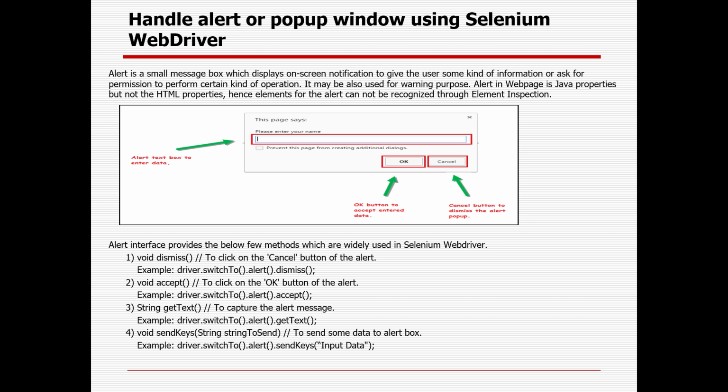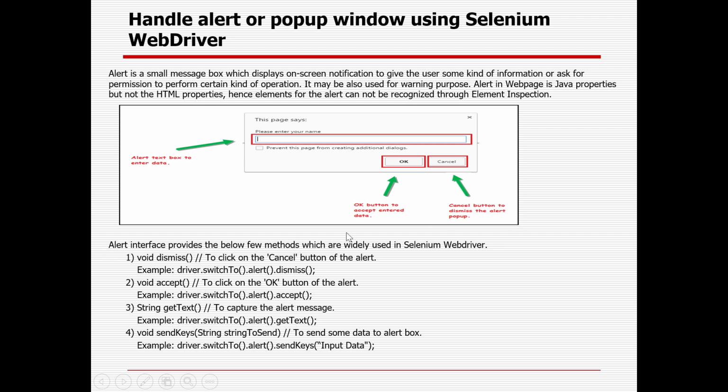An alert is a small message box which displays an on-screen notification to give the user some kind of information or ask for some permission to perform a certain kind of operation. It may also be used for warning purposes. An alert in a web page is a Java property but not an HTML property. Hence, the element for the alert cannot be recognized through an element expression.